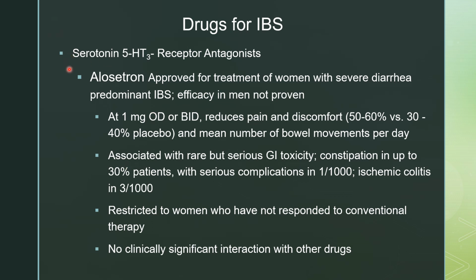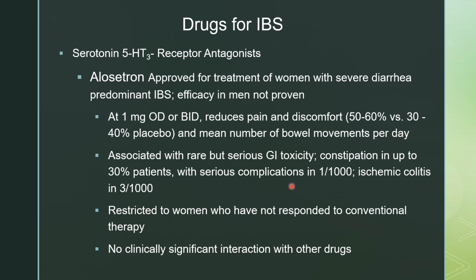Your alosetron is approved for treatment in women with severe diarrhea-predominant IBS. However, the efficacy of this drug in men is yet to be proven. The dose is 1 milligram once a day or twice a day. In a study, it reduced pain and discomfort in 50 to 60% of cases, compared to the placebo, which only decreased around 30 to 40% in the mean number of bowel movements per day.